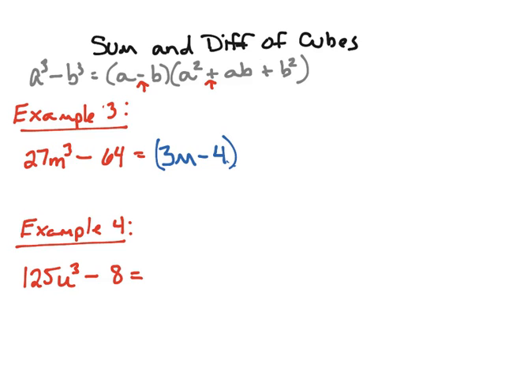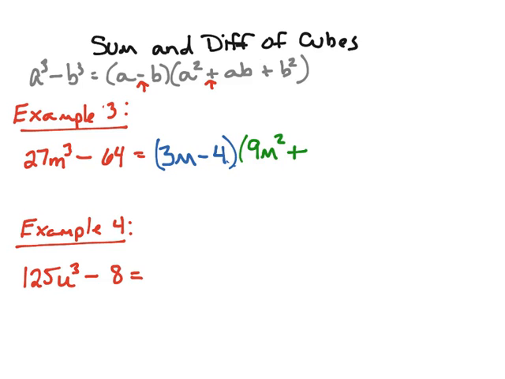Alright, so now we have our binomial. Now we need to get the trinomial. And we're going to do it the same way we did with the sum of cubes. We're going to start by taking a, that's the 3m, and we're going to square it. So 3m times another 3m is a 9m squared. We're now going to need a plus sign rather than the minus sign because we're dealing with the difference of cubes now.